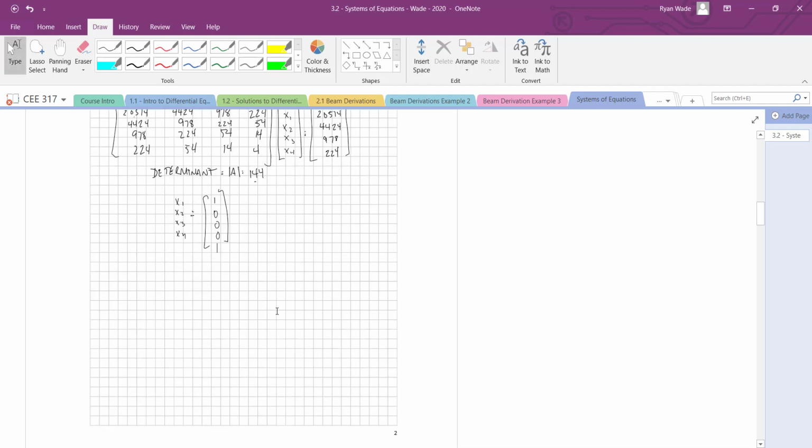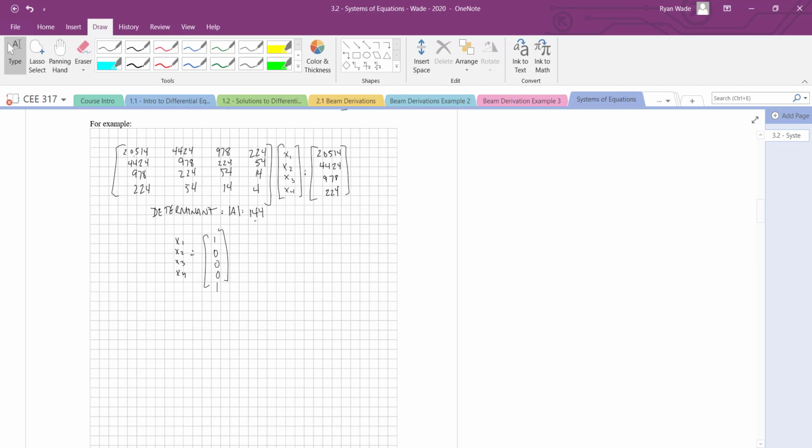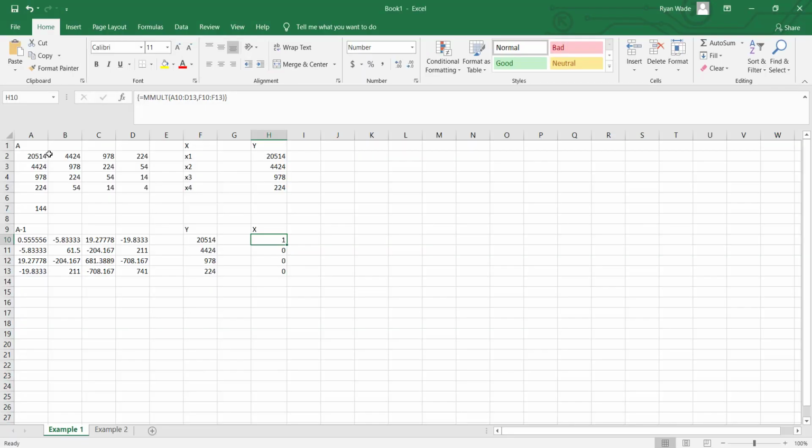Now, I want to show what happens when we do something here. So if I go ahead into my Excel spreadsheet and I change this one number to 20,515, so I change it by 1, the change for the solution is drastically different, right? So that's what I mean by an ill-conditioned system.